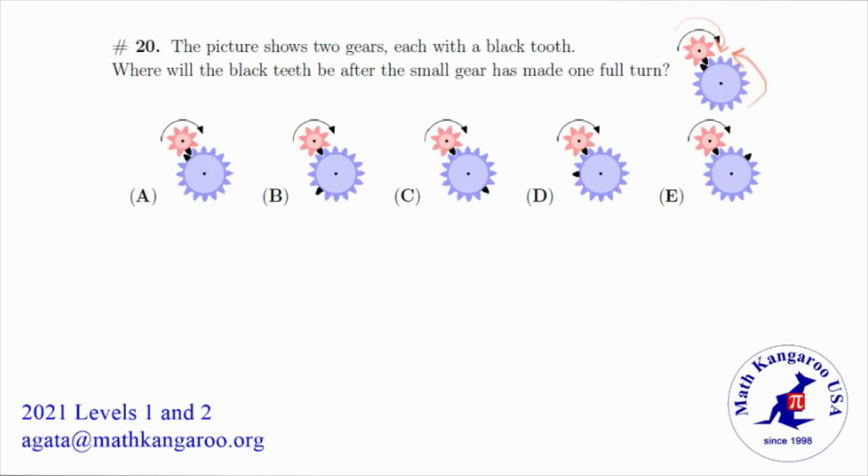The first thing to do is to count the number of teeth on each gear. The small gear has 1, 2, 3, 4, 5, 6, 7, 8. 8 teeth. And the larger gear has 1, 2, 3, 4, 5, 6, 7, 8, 9, 10, 11, 12, 13, 14, 15, 16. 16 teeth.